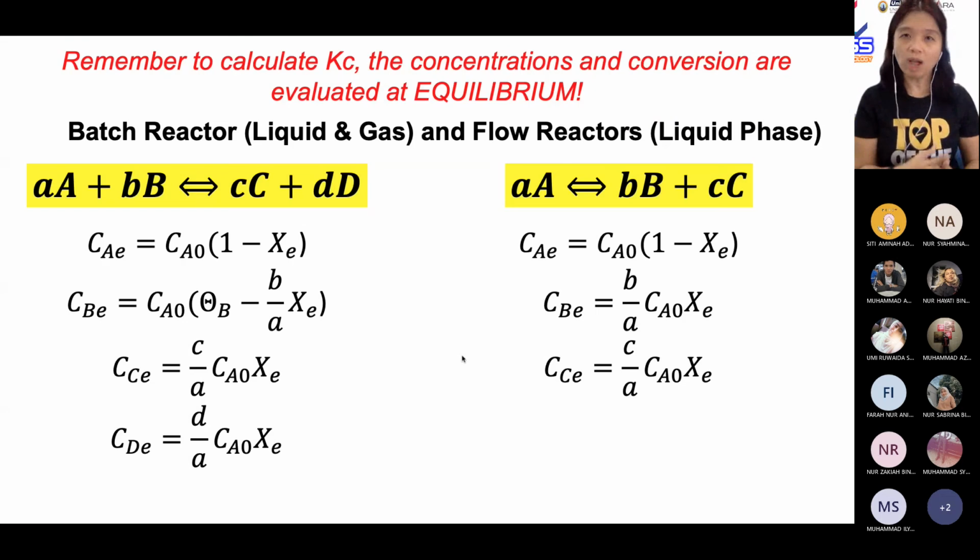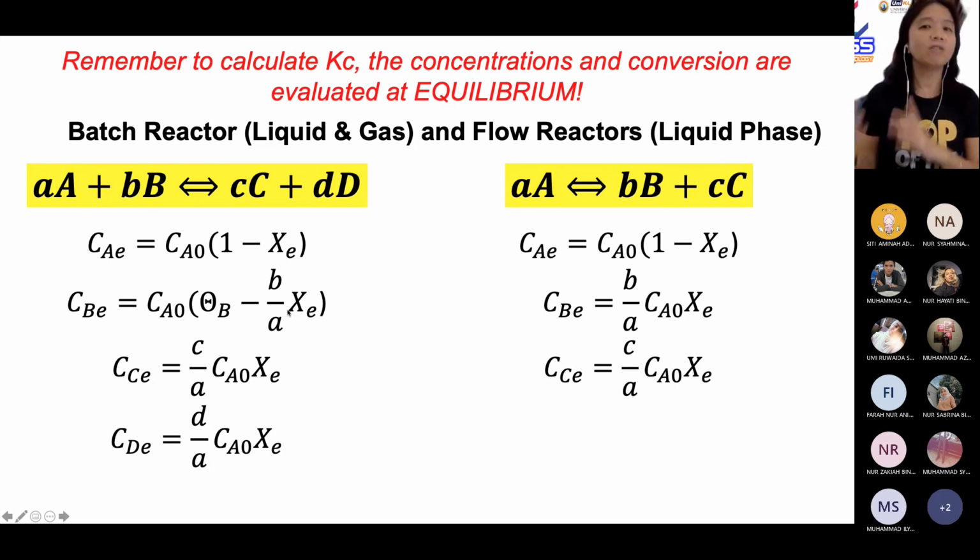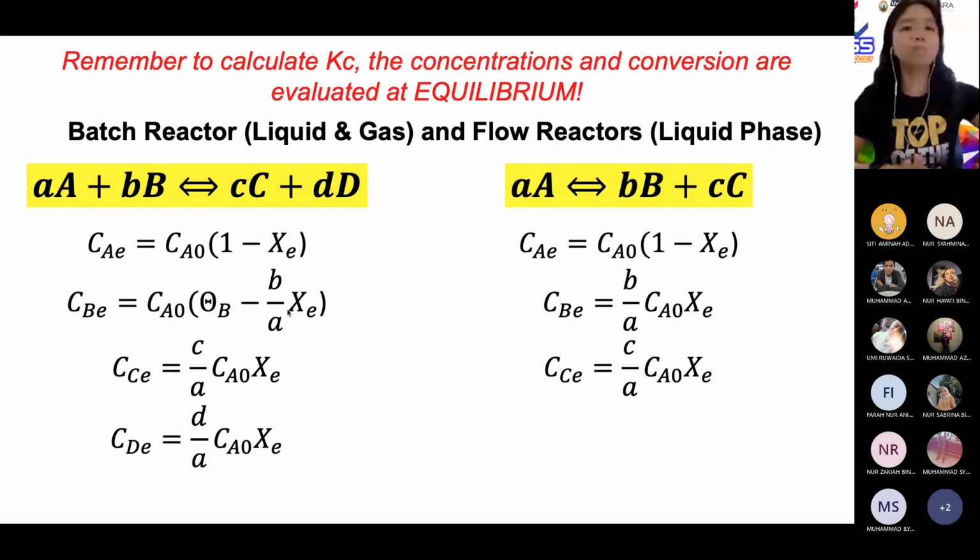Okay, that's why concentration ni kamu kena tahu nak express dalam bentuk CA0 dan XE. So kalau kamu tengok, the equation looks very familiar, right? Sama je. Apa yang berbeza? Instead of X, kita guna XE. Tapi kamu jangan lupa, it also depends, right? Tindak balas ni liquid ke gas? Sebab ingat tak, kepekatan untuk gas for flow reactor is completely different, right? Compared to batch dengan flow liquid.